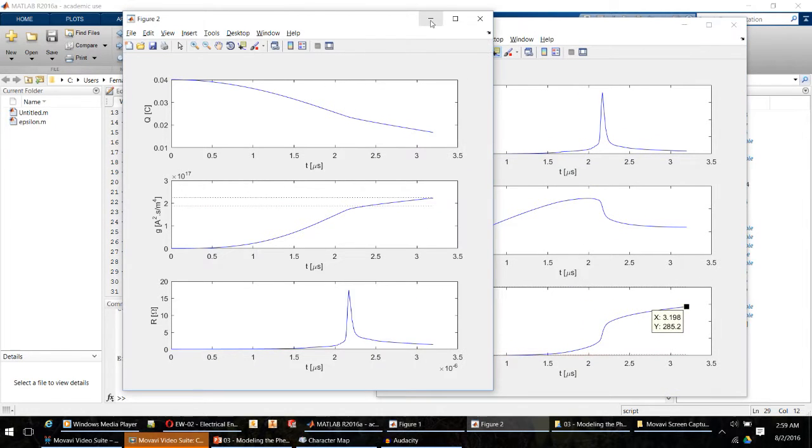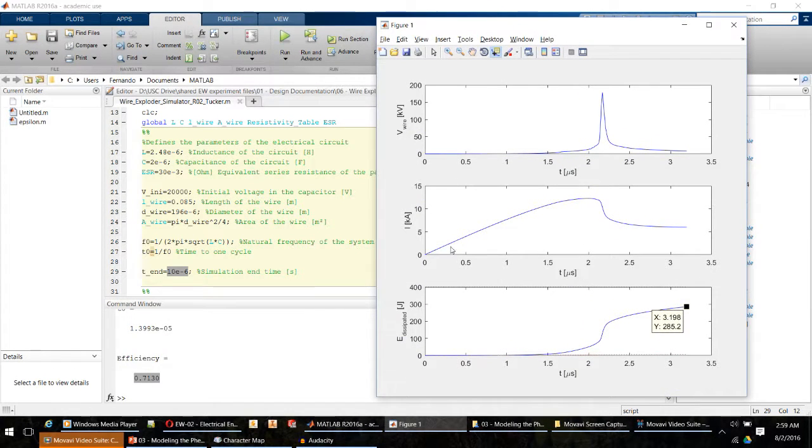But I want to play with the parameters here. So now we can see that first the efficiency is in the 70% range, and we have this current going.